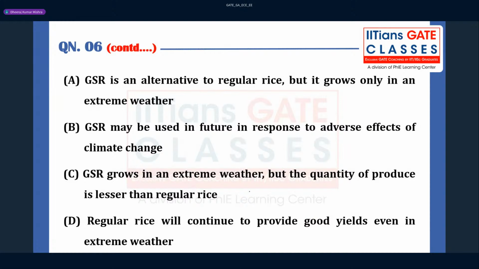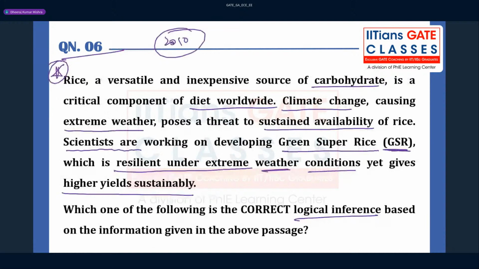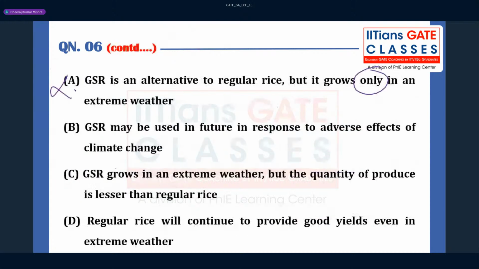So the first option is: GSR is an alternative to regular rice, but it grows only in extreme weather, right? So they have given this word "only". This is wrong, and it is not written anywhere. They are just saying scientists are working on developing this, which is resilient under extreme weather conditions and gives higher yield. Okay, so the next option: GSR may be used in future in response to adverse effect of the climate change.